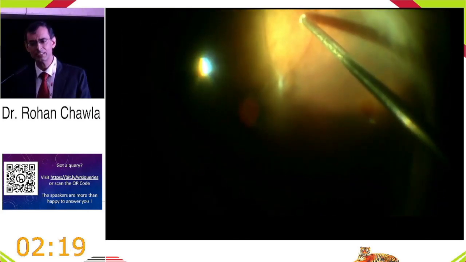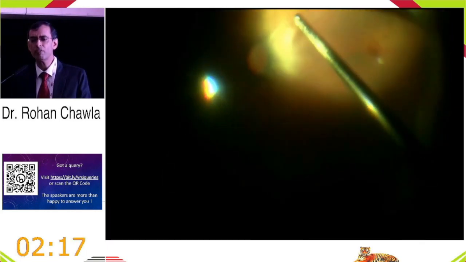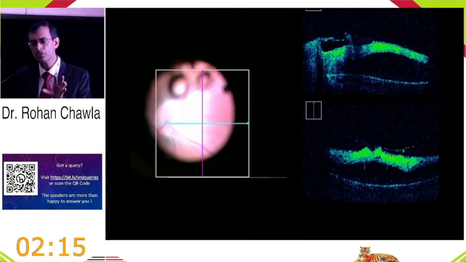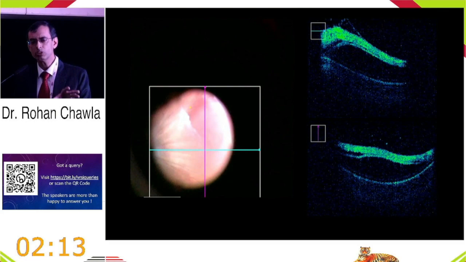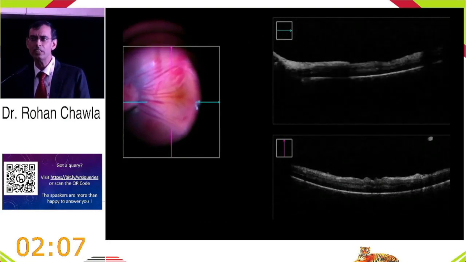Going on to the next case, this is the case of ROP. So I've done some peripheral dissection and there is some posterior traction on the posterior pole. Focusing the OCT on that shows me that there is traction and there is fluid, but I'm not going to touch that anyway. So again, no extra advantage.